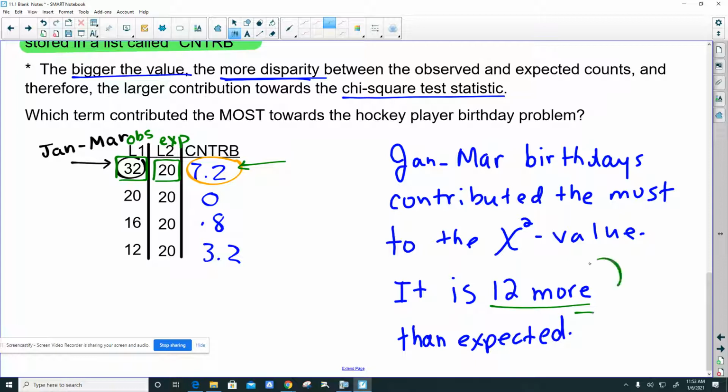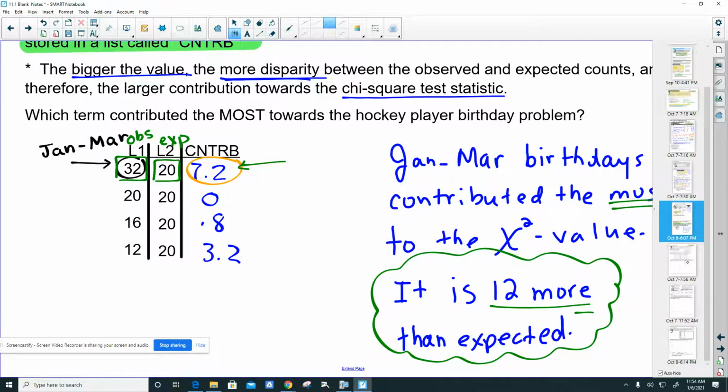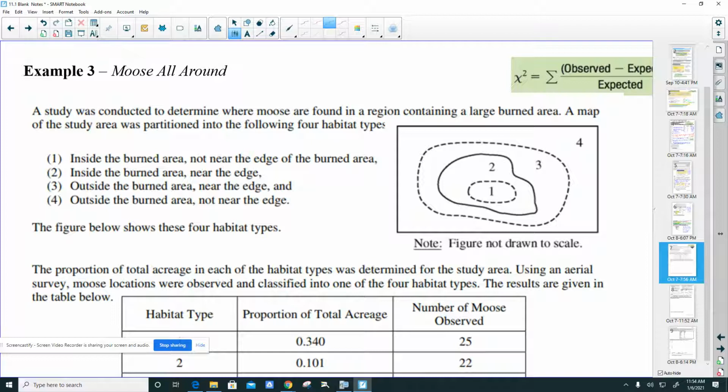Okay? This is always something that if you're doing a follow-up analysis and it wants to know which of the different categories contributed the most, always then at the end say, well, it was either this much more than expected or this much less than expected. So we're going to try to run through two more examples here together of this chi-square goodness of fit test.